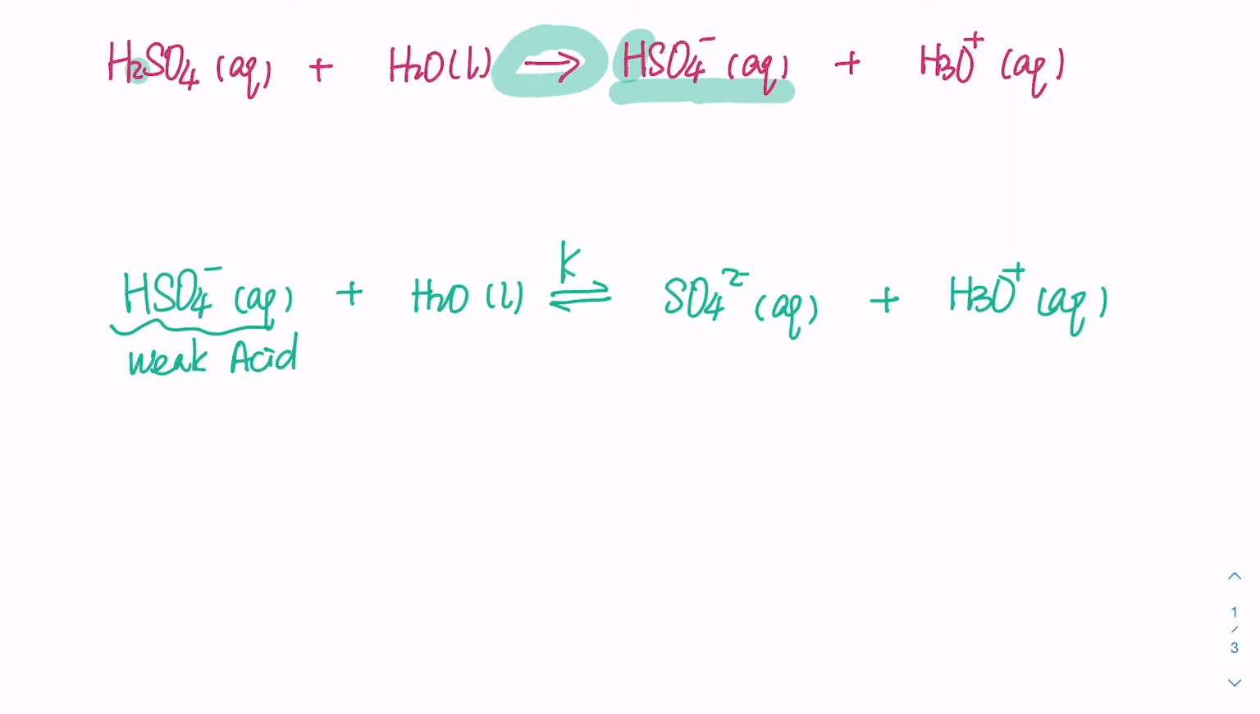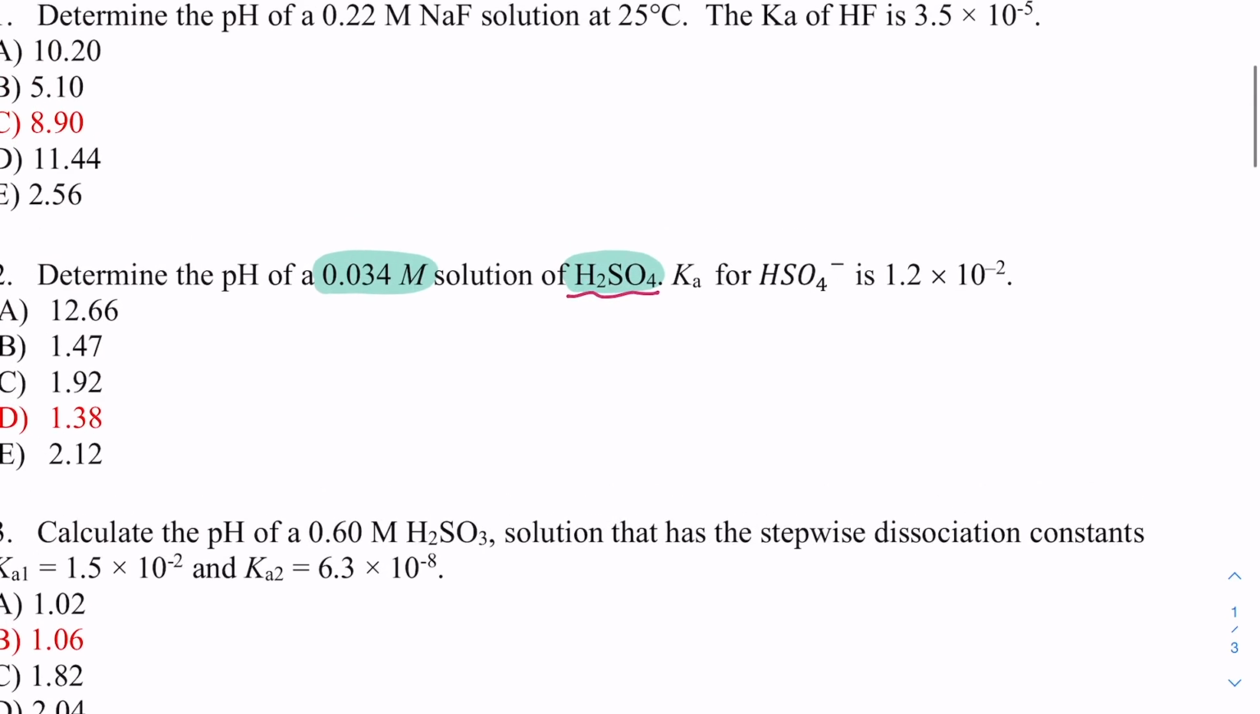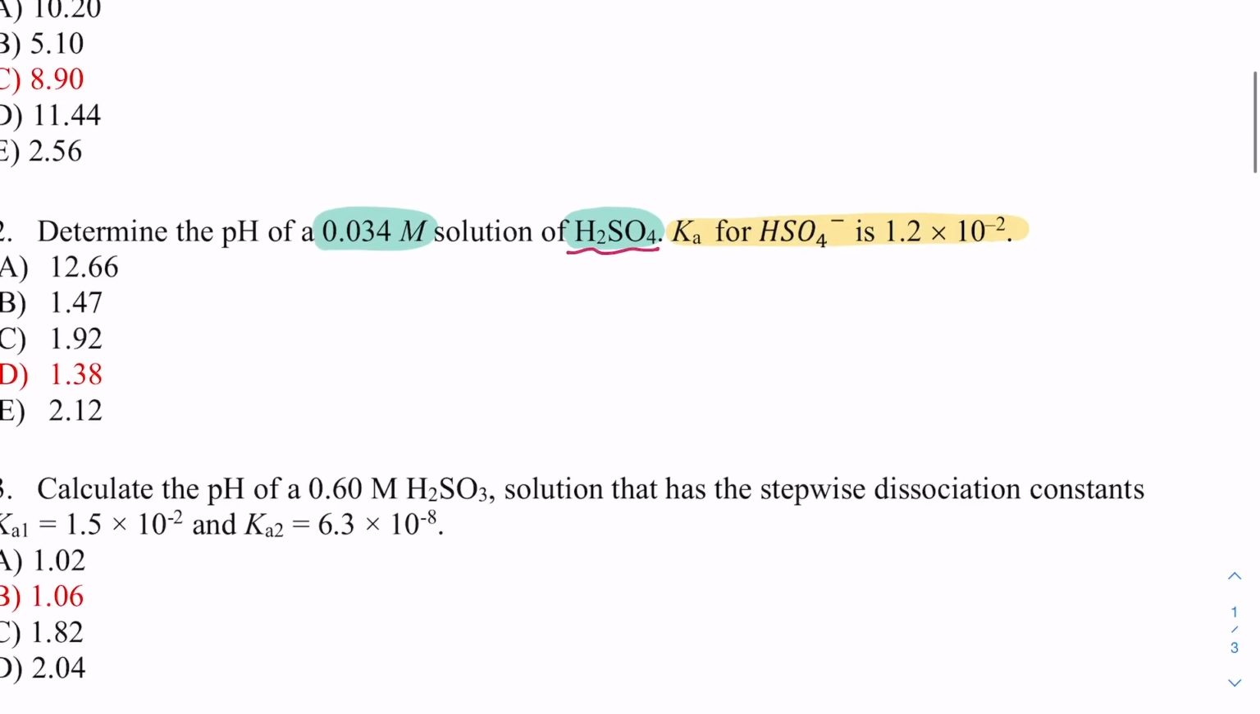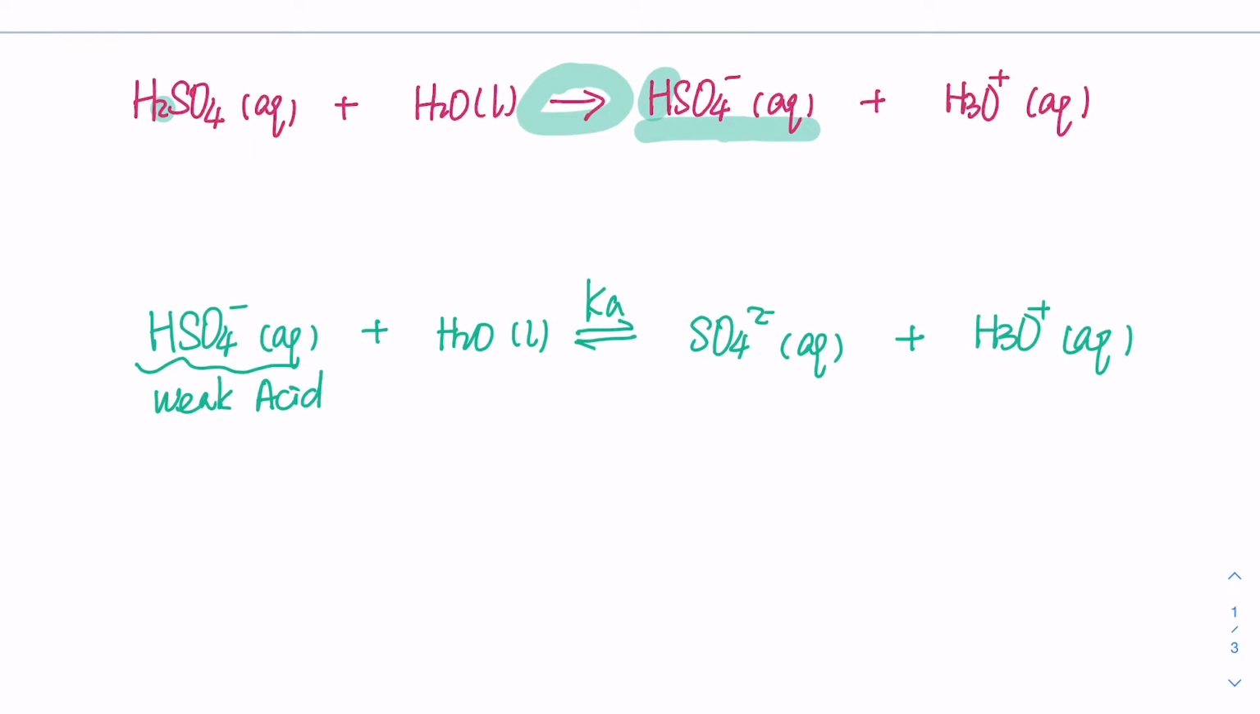Of course, you have a Ka value for this, so let's look at the question one more time. That's also the reason why we're given a Ka value for HSO4 minus, because we need it for the second step. Now let's do the calculation.